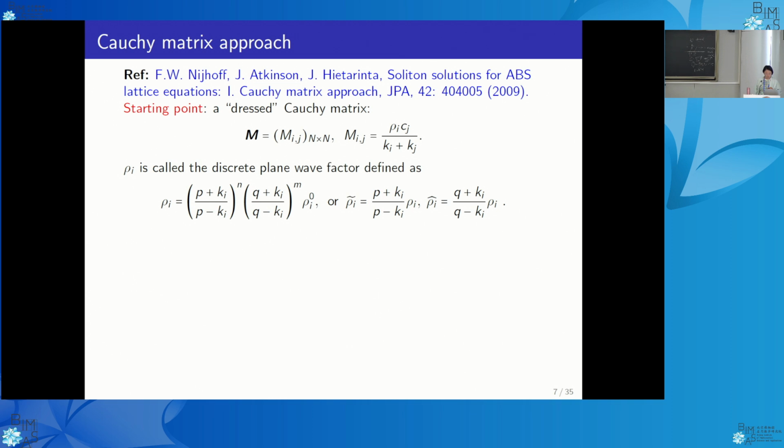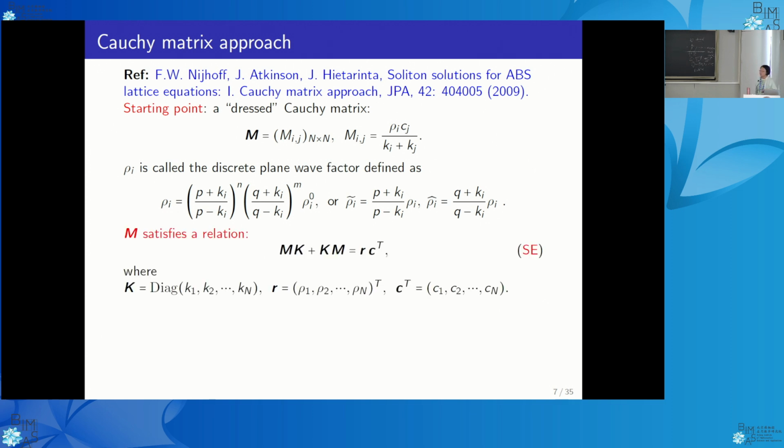And from the element of the dressed Cauchy matrix M, it is easy to calculate that it satisfies this relation, which is in fact the Sylvester equation. And here, K is a diagonal matrix, and r and c are column vectors. T denotes the transpose.